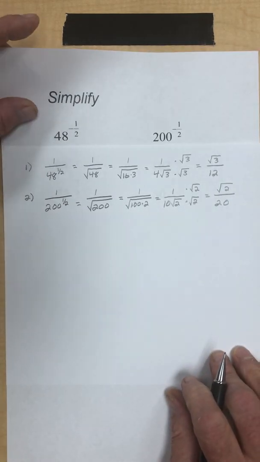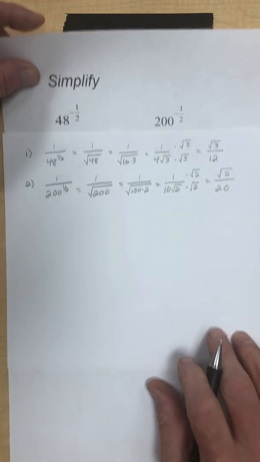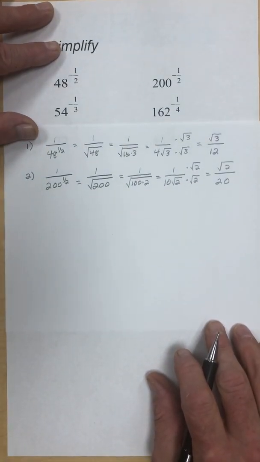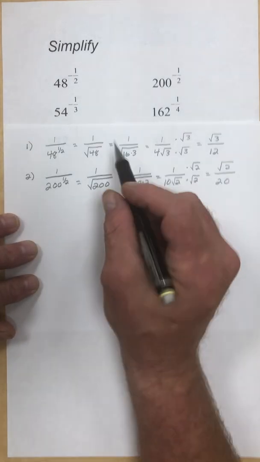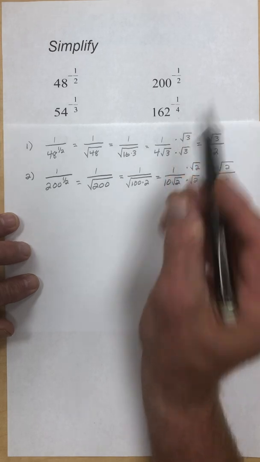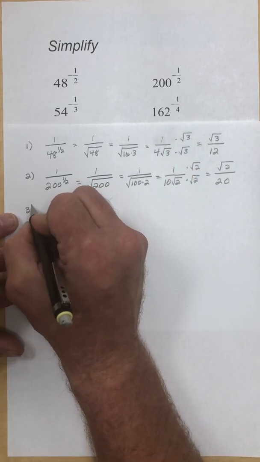So those top two are pretty simple, pretty straightforward. Okay, so let's see what's going on here. Now notice we're starting to work with things that are not square roots, they're cubed roots and fourth roots, so things get a little bit tougher.